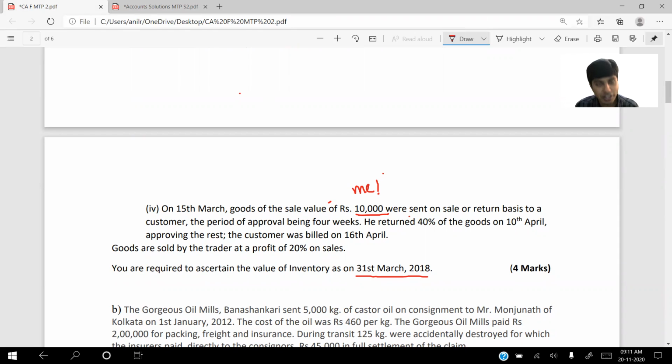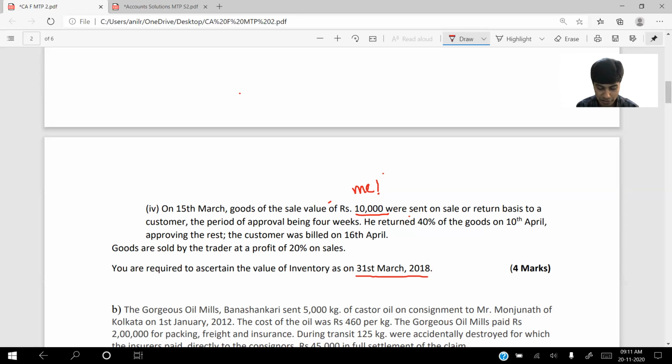Done. We are taking the inventory as on what date? 31st of March. We want the values on what date? 31st of March. On 31st of March, is this 10,000 worth goods sold? The answer is no. On 31st of March, this 10,000 rupees worth goods belong to me. They are mine. I would have to include this entire 10,000 selling price worth goods in my inventory.